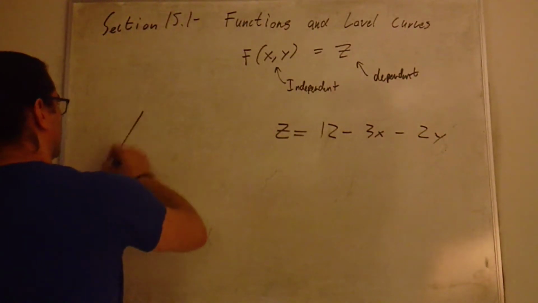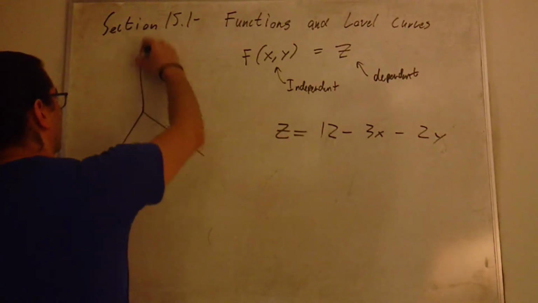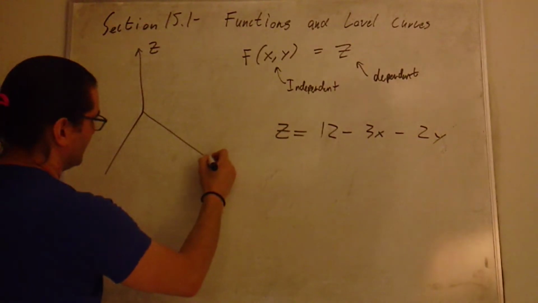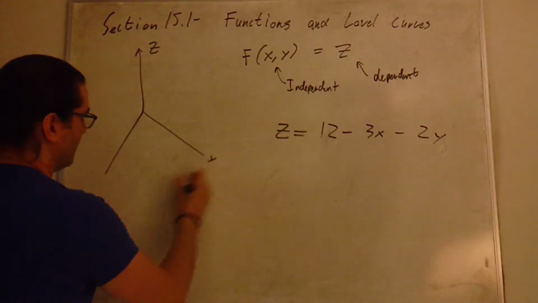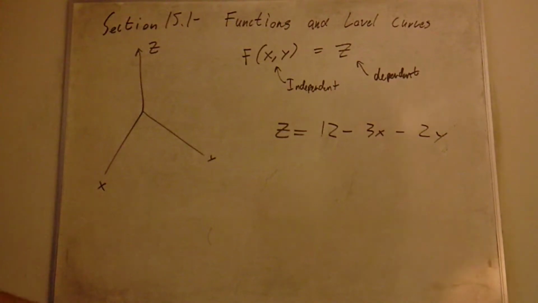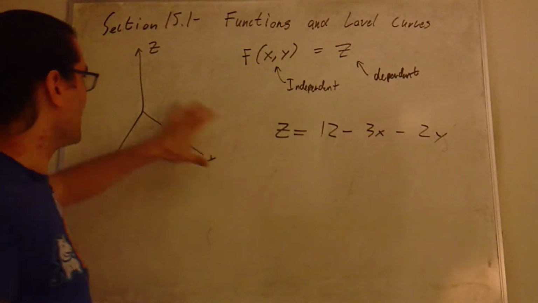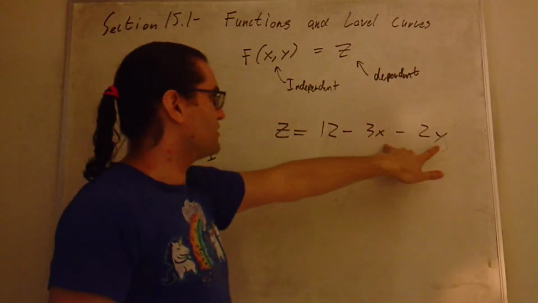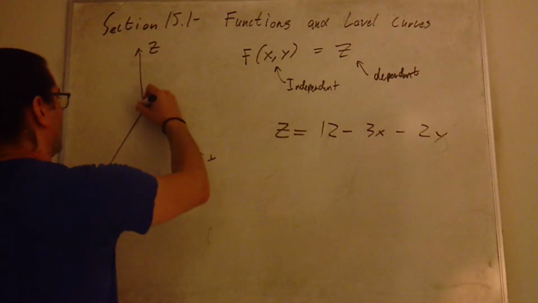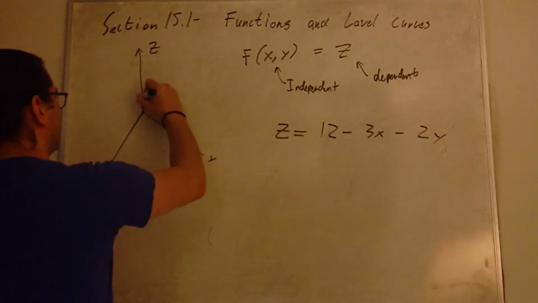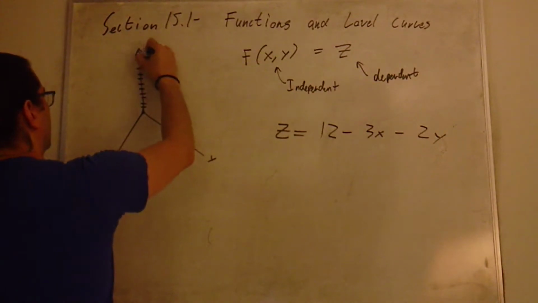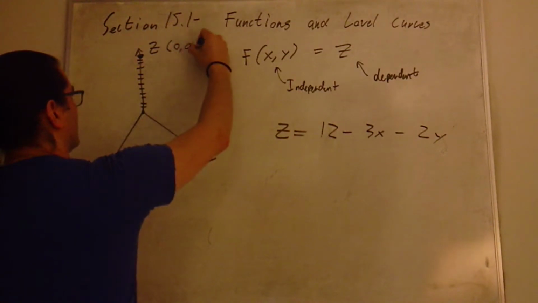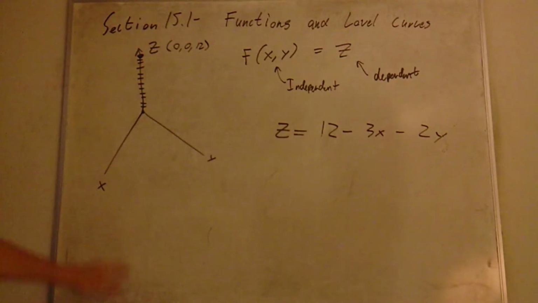And in this case, I'm going to try to do some kind of 3-dimensional stuff. I like having z go upwards. We'll put y over here and x over here. So these are actually not terrible to draw. If you plug in the point 0, 0, you'll see that our z-intercept here is 12. So this point is 0, 0, 12. That is your z-intercept.